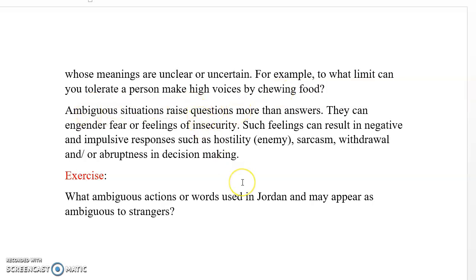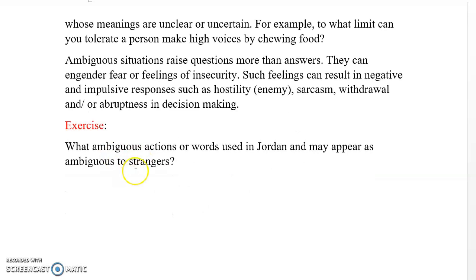Ambiguous situations raise more questions than answers. They can engender fear or feelings of insecurity. Such feelings can result in negative and impulsive responses such as hostility, sarcasm, and so on. Here is a question we have to think deeply about: what ambiguous actions or words used in Jordan may appear ambiguous to strangers?